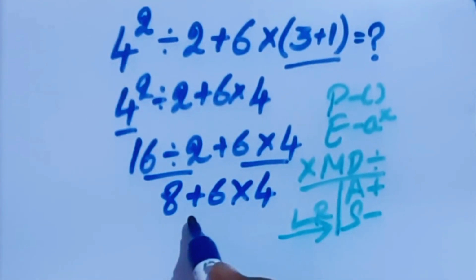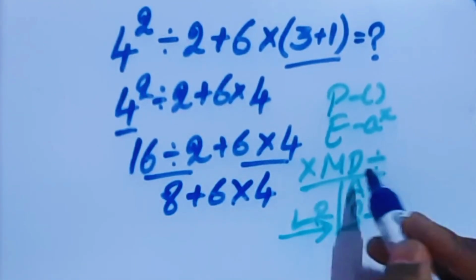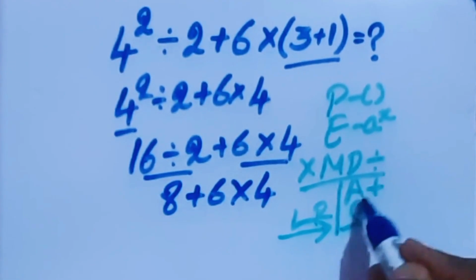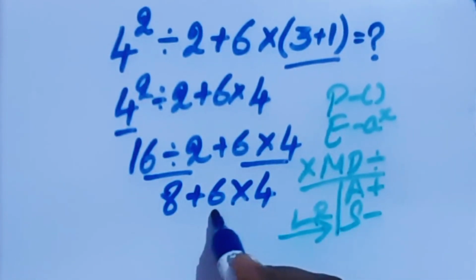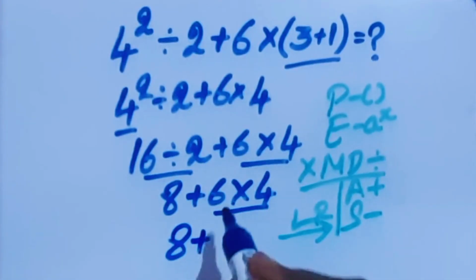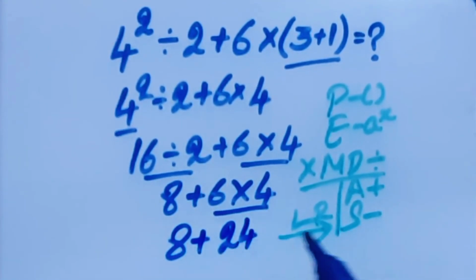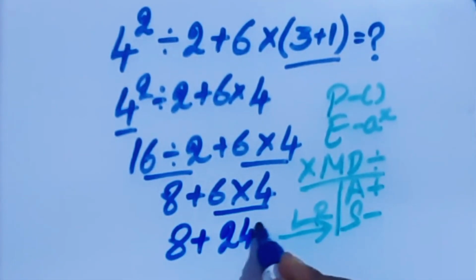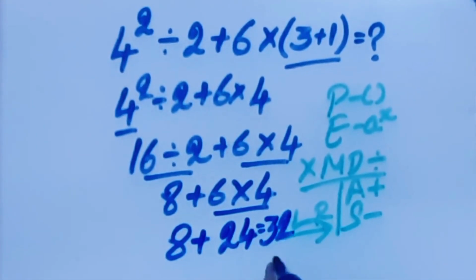Here we have addition and multiplication. Multiplication is higher priority than this addition. So we have to do this multiplication before this addition. So 6 times 4 is 24. Now 8 plus 24 is 32, which is the correct answer.